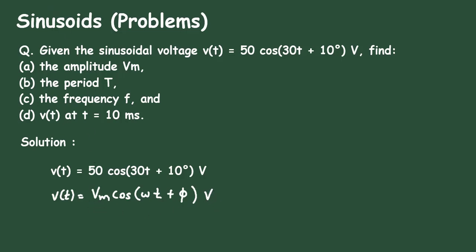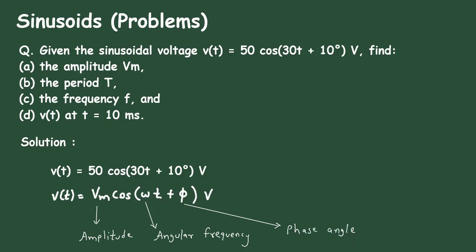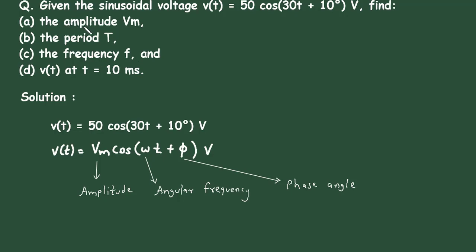Now here we can see this Vm represents the amplitude. This omega represents angular frequency. This phi represents phase angle. Currently it is in time domain format. So now we can easily find this amplitude Vm. Therefore Vm is equal to, we can clearly see, 50 volts. So amplitude Vm is equal to 50 volts.